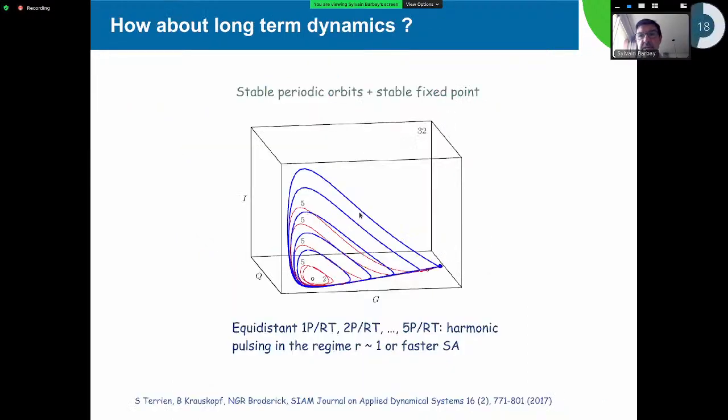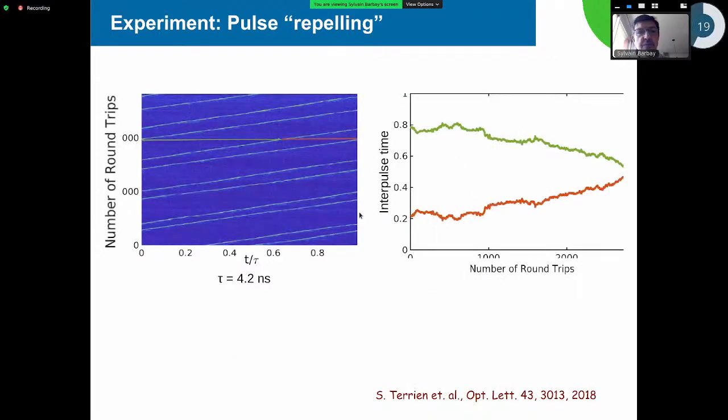Now, what about the long-term dynamics? Okay, so the theory predicts that you have, in fact, multi-stable harmonic pulsing regimes in this system. And this is exactly what we see in our system. So for instance, if we start with the configuration where you have two pulses which are close in the system, here I plot the separation between the two pulses, the furthest away and the closest, in red and green. And you see that this separation, after several thousands of round trips, they tend to converge.